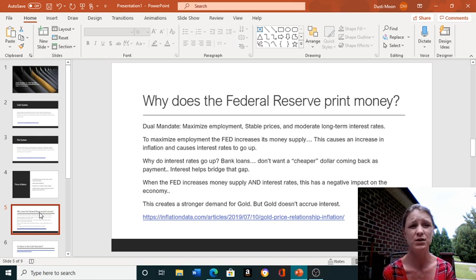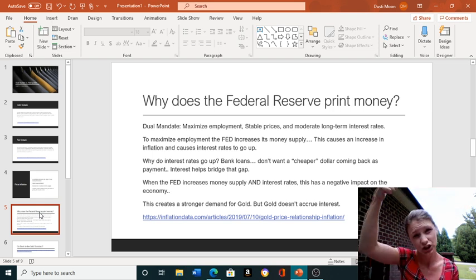All right. The Fed can also increase interest rates just to do it, because they can. So when the Fed increases money supply and interest rates, this has a negative impact on the economy. Basically, their dual mandate of maximize employment, maintain stable prices, doesn't go hand in hand. That doesn't work. It's like trying to put two magnets together and they just don't want to. You know what I'm saying? It just doesn't work, so you can't do both. You can't maximize employment by printing money, because your stable prices have now gone up.